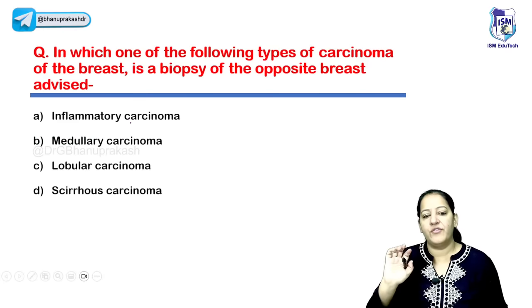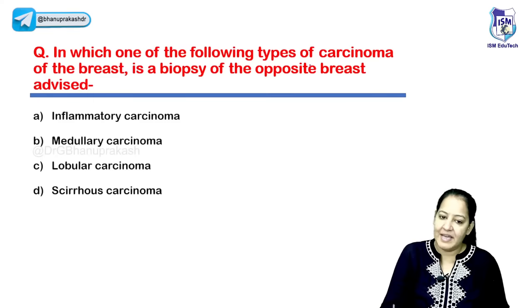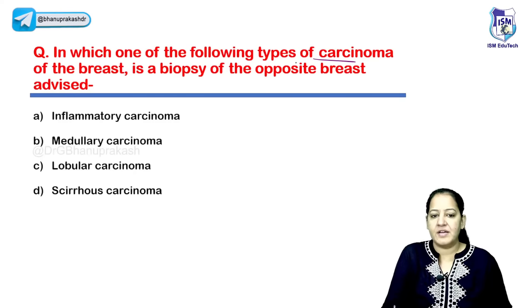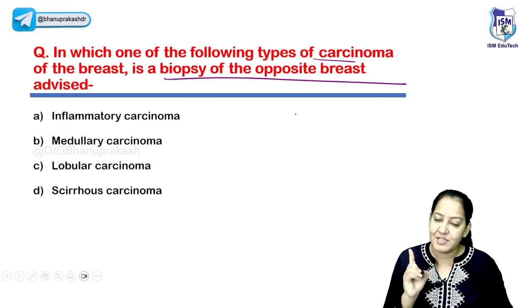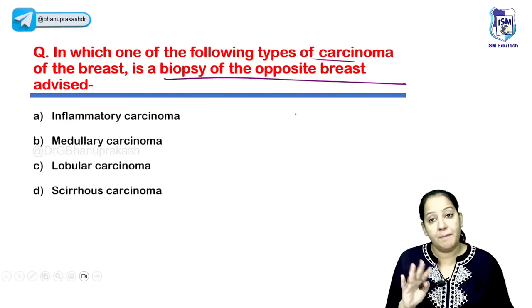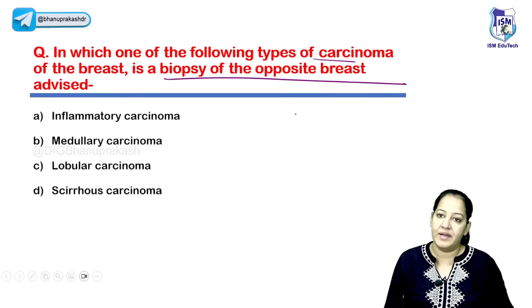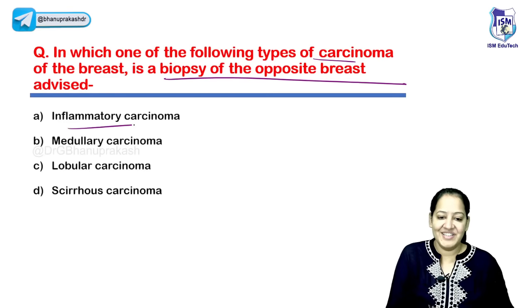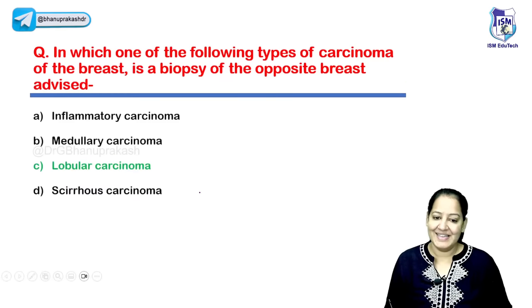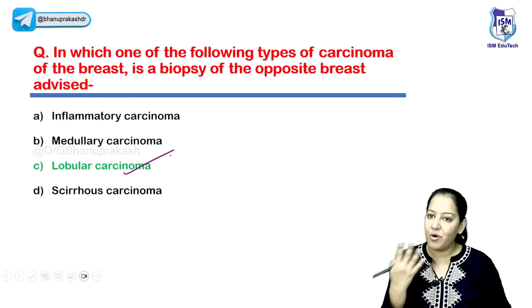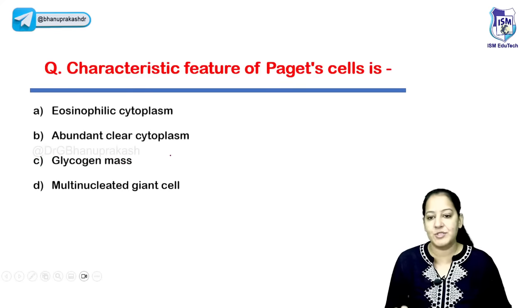The next question is in front of you. In which of the following carcinoma of the breast is a biopsy of the opposite side advised? If you are getting breast carcinoma on one side, the right or the left, a biopsy of the opposite side is also required. In which of the following breast cancers? Is it inflammatory, medullary, lobular or serous? What is the correct answer? Yes, lobular, because it occurs in the contralateral breast. So always do a biopsy of the opposite breast also.